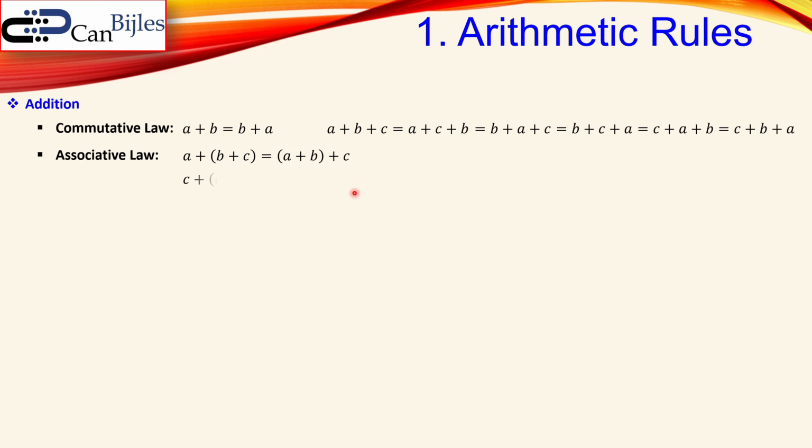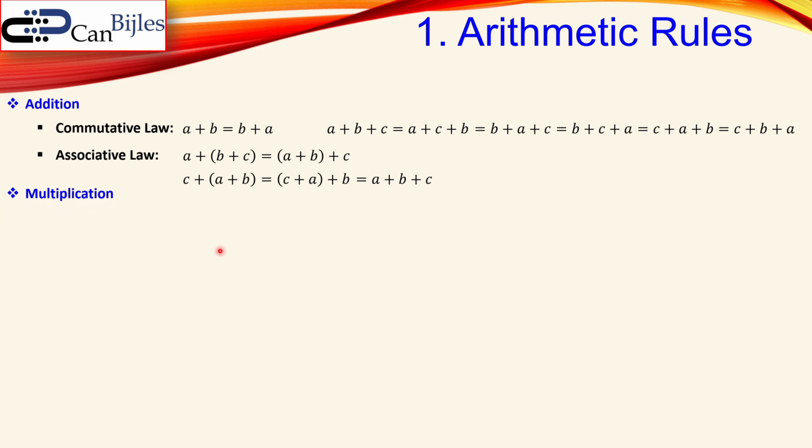Now that is for this law, but we have also another example, for example, C plus, and then A plus B in parentheses, that can be also shifted like so. And we have also without the parentheses, so everything is actually here equal to each other.